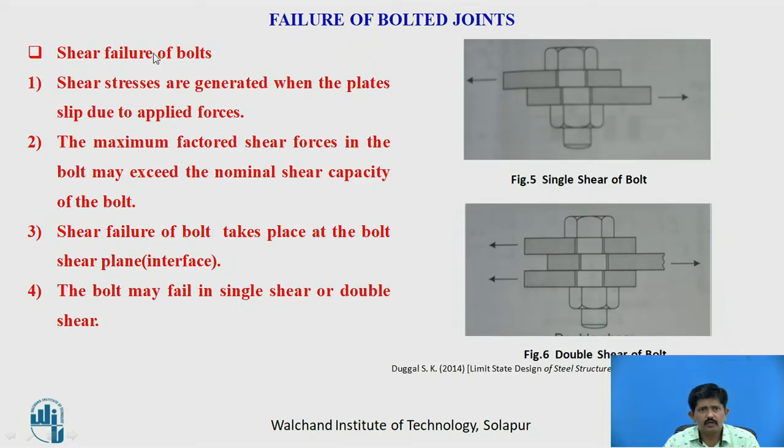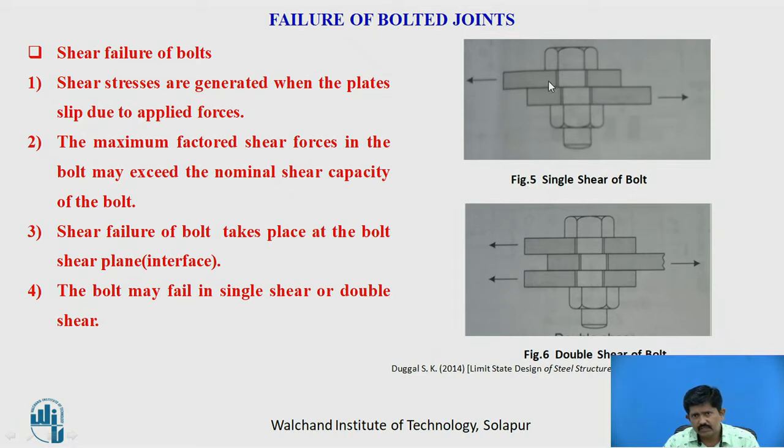So, shear failure of bolts, so that may be in a single shear or a double shear. Shear stresses are generated when the plates slip due to applied forces. The maximum factored shear force in the bolt may exceed the nominal shear capacity of the bolt. The shear failure of the bolt takes place at the bolt shear plane interface. The bolt may fail in single shear or double shear.